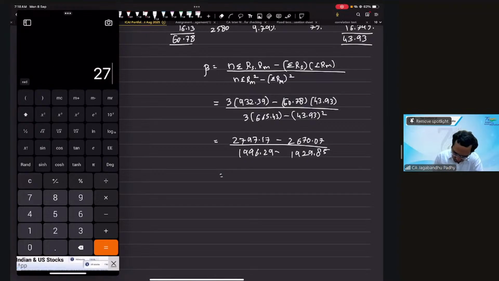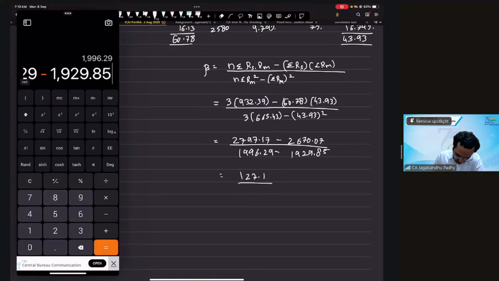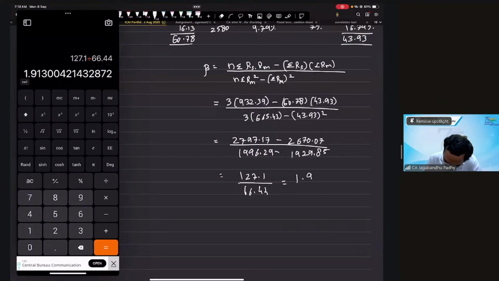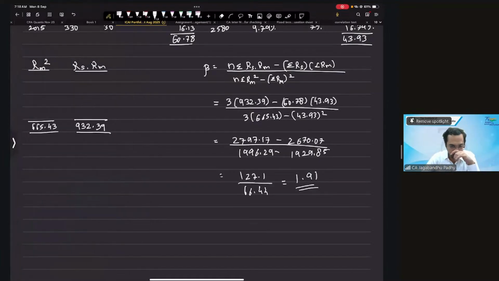So if we solve it, 2797.17 minus 2670.07, that's 127.1, upon 1996.29 minus 1929.85, which is 66.44. So 127.1 divided by 66.44 is 1.91. Got it? 1.91 is the answer, guys.